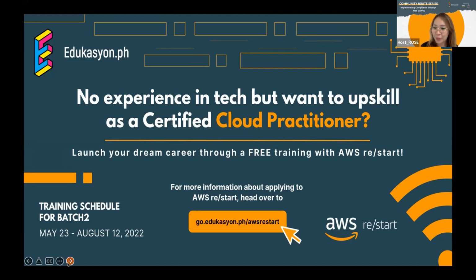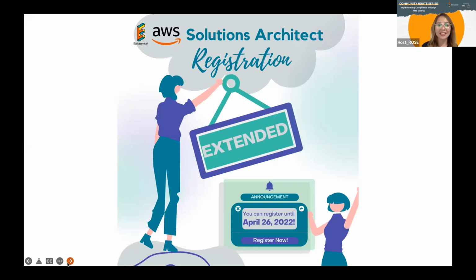And another program by AWS and Edukasyon.ph is the AWS Associate Solutions Architect Batch 1. Our registration is extended until April 26, 2022. So that is on Tuesday. Everyone who registered for it, we cannot wait to see you. Just wait for an update from us. But for those who missed the previous registration, don't you worry. It is still extended until this Tuesday. So go ahead and register at www.edukasyon.ph/AWS Educate. So this one is for IT educators and IT students.